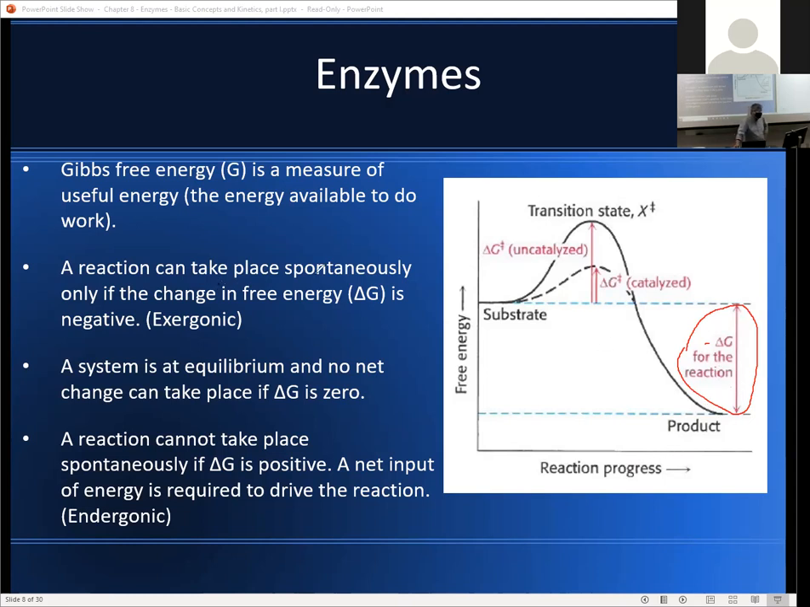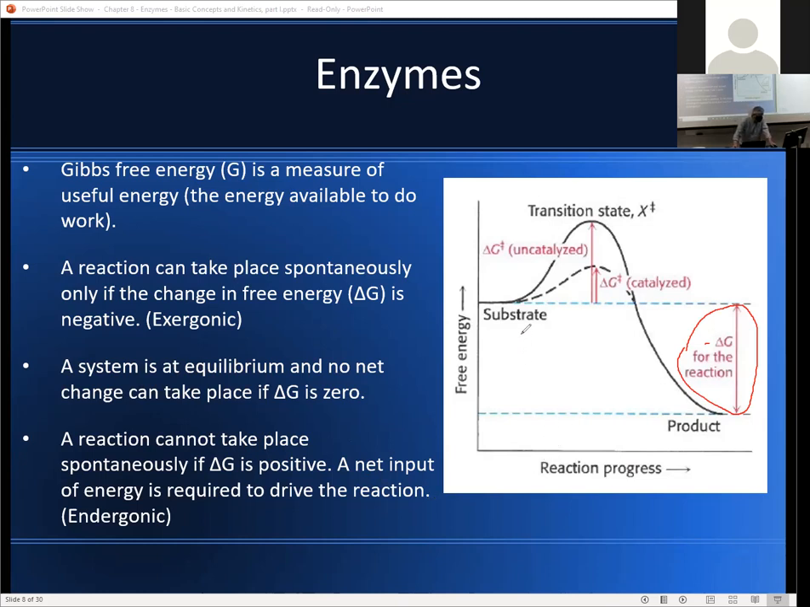A reaction cannot take place spontaneously unless the change in free energy is negative, exergonic. A system is at equilibrium, and no net change can take place, if delta G is 0. A reaction cannot take place spontaneously if the delta G is positive. A net input of energy is required to drive the reaction forward.